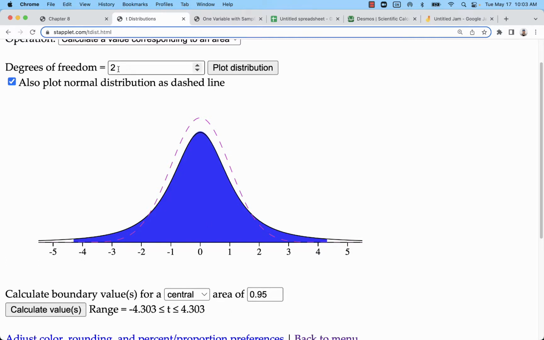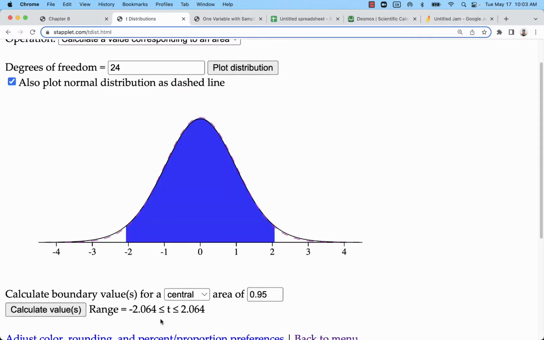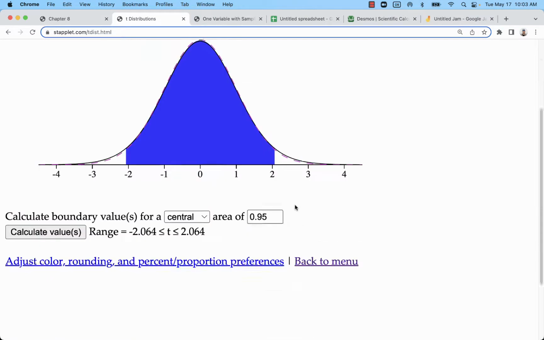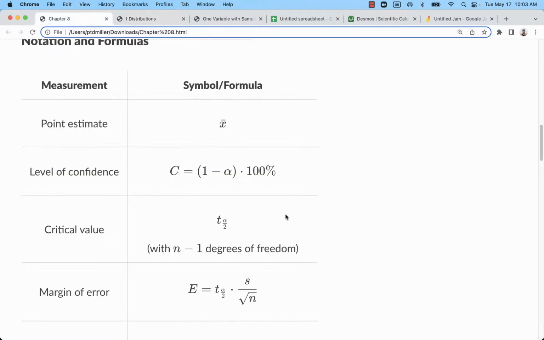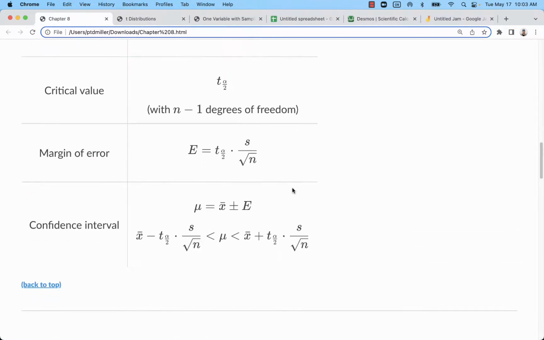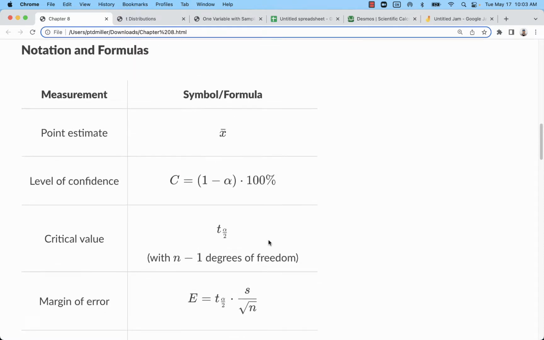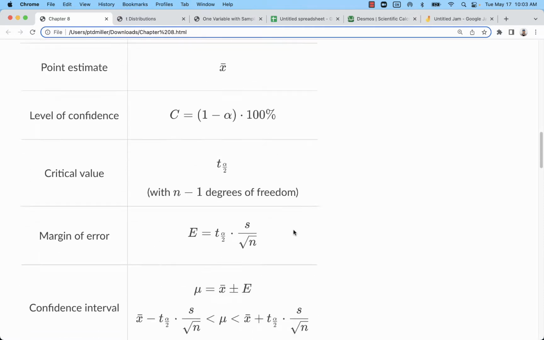So now with 2 degrees of freedom, sample size of 3, you can see my critical values have inflated quite a bit from where they were before. Now I'm at about 4.3, and with 24 degrees of freedom, I was at 2.1 rounded. We usually keep about 3 digits on that critical value t. Once you know your critical value, it's just calculations that you can do in a calculator to get your margin of error and your confidence interval. But I'm going to do those in a different video and show you other methods as well.